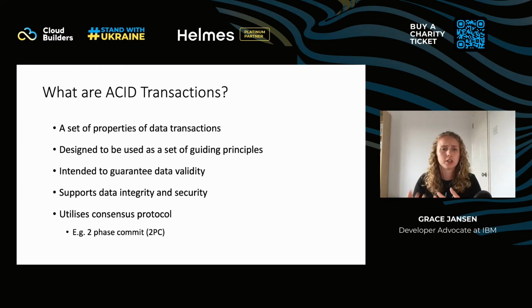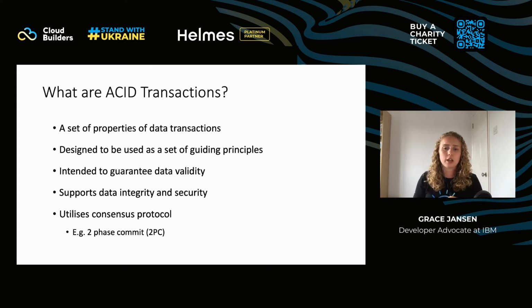There are various different consensus protocols you can use. The most commonly found really is the two-phase commit, 2PC you might see it written as. Others include three-phase commit, Paxos, Raft. There's a whole host of other ones. In my example today, I'm just going to show a two-phase commit just to keep it simple, and also because it's often the most commonly used.